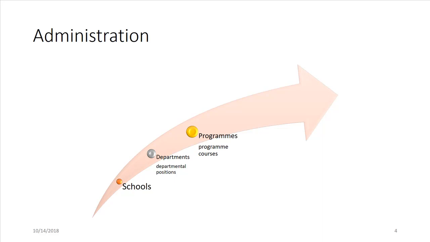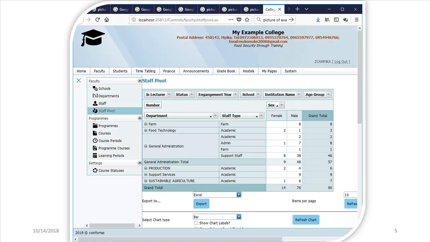And then you can also manage your programs, various programs that are offered, and courses as well. And then you can also manage information about staff, different staff details, and for lecturers you can even assign courses, who's teaching which course. And then so here's an example screenshot of the faculty module or the administration module.